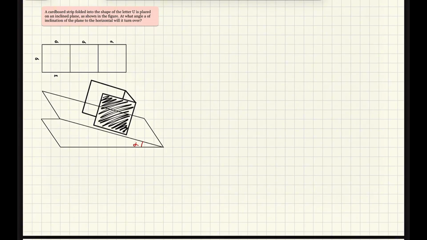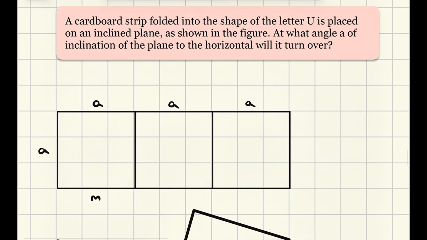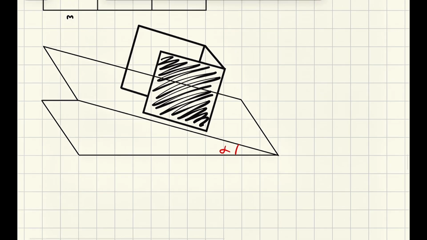Okay, good day friends. Today, let's try to solve this problem. A cardboard strip folded into the shape of the letter U is placed on an inclined plane, as shown in the figure. At what angle alpha of inclination of the plane to the horizontal will it turn over? So here we have this angle alpha, as you can see.